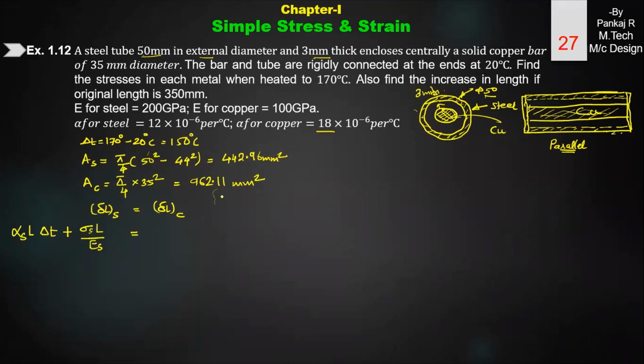Now this other delta L is basically alpha for copper, length for copper into delta T minus something. Here there will be minus sigma for copper, length upon E for copper. Got this? Are you understanding it? Yes, sir. Fine.